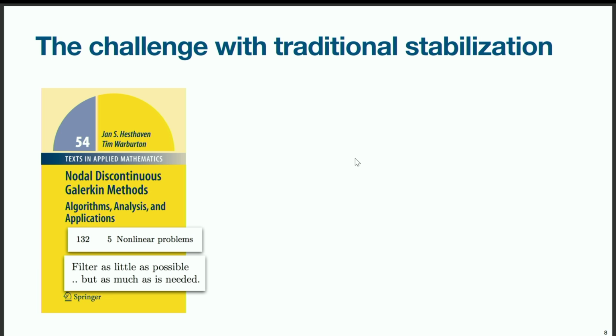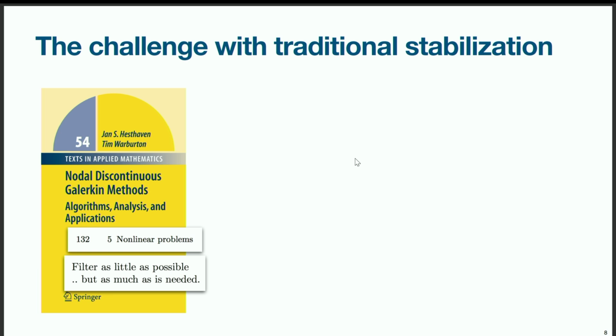So this is a book that my postdoc advisor wrote, and I really like this quote here. He says, for these complex nonlinear problems where you might see these stability issues, then you should filter. You should add some dissipation. You should remove these nasty high mode wiggles. But you should do so as little as possible, but as much as is needed. And this is in general a good proverb, but it doesn't quite give you a nice formula for how much to do.